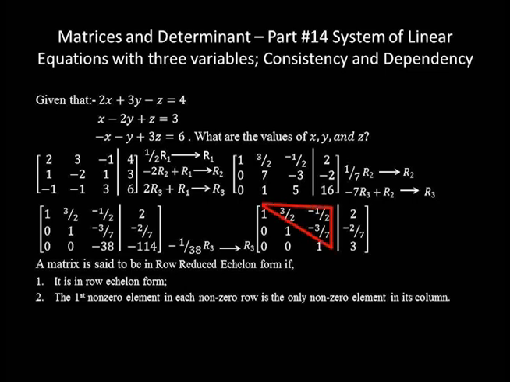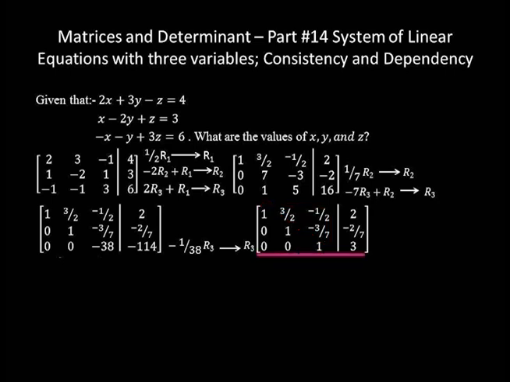Let's rewrite the equations by using this augmented matrix. This first column stands for the coefficients of x. The second column stands for the coefficients of y. The third column stands for the coefficients of z. And the fourth column stands for the constants. 1 times x is x plus 3 over 2 times y is 3 over 2y. Negative 1 over 2 times z is minus 1 over 2z equal to 2.